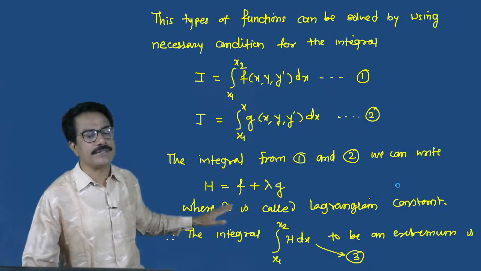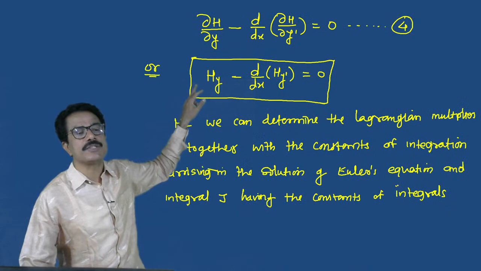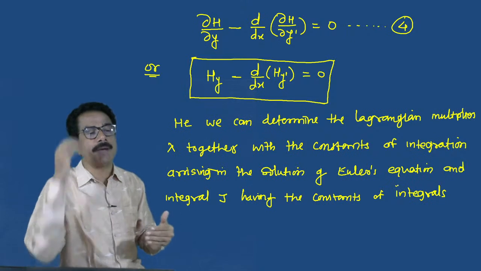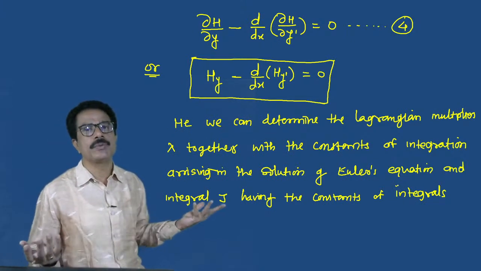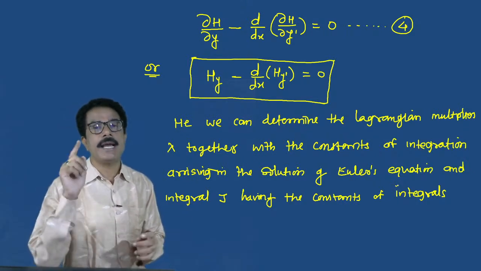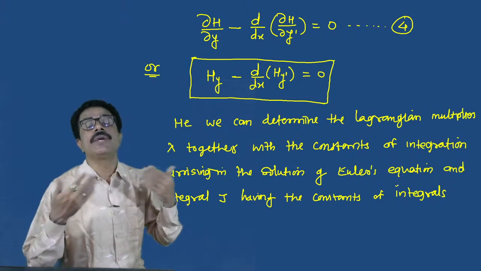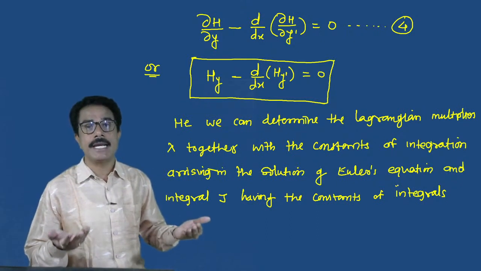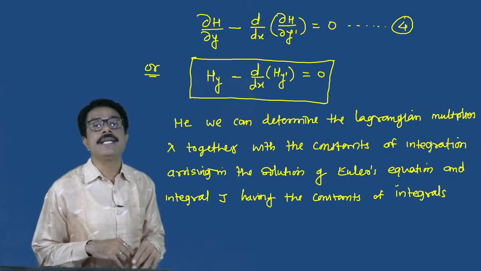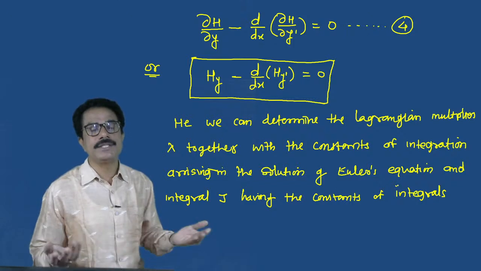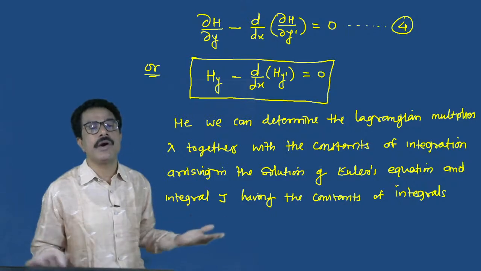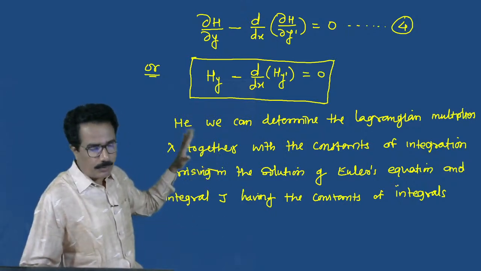So we can write this value as an extremum if this condition is satisfied, that is Euler's condition: dou H by dou y minus d by dx of dou H by dou y dash is equal to 0. That means H_y minus d by dx of H_y' is equal to 0. Here lambda is called a Lagrangian multiplier, and we can obtain this value of lambda with the constant of integral given by g, which is a constant, by using Euler's equation. Okay, now we shall solve problems based on this.